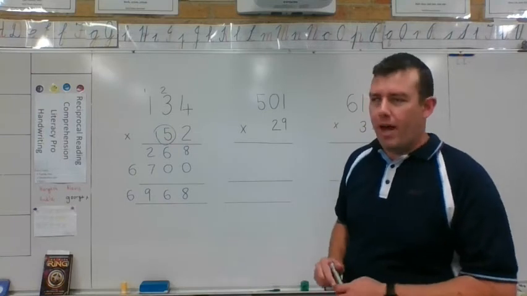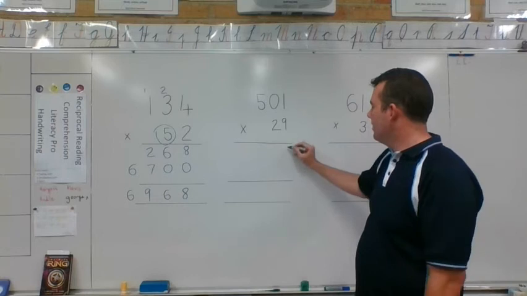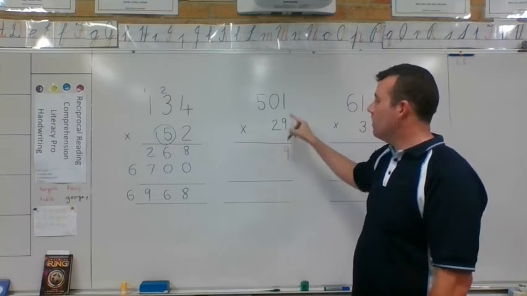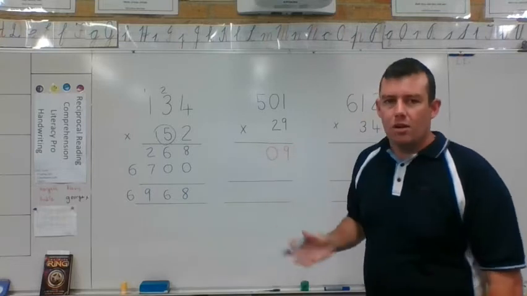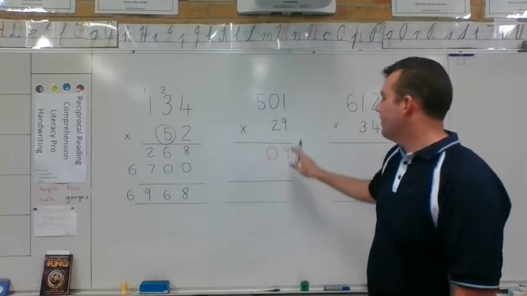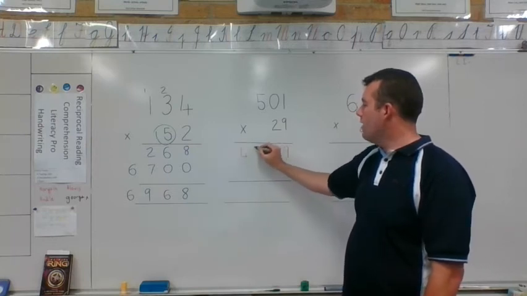All right, welcome back. Let's have a look. We'll start with 9 times 1 equals 9. 9 times 0 equals 0. Anything times 0 is 0. We have 9 times 5 equals 45.